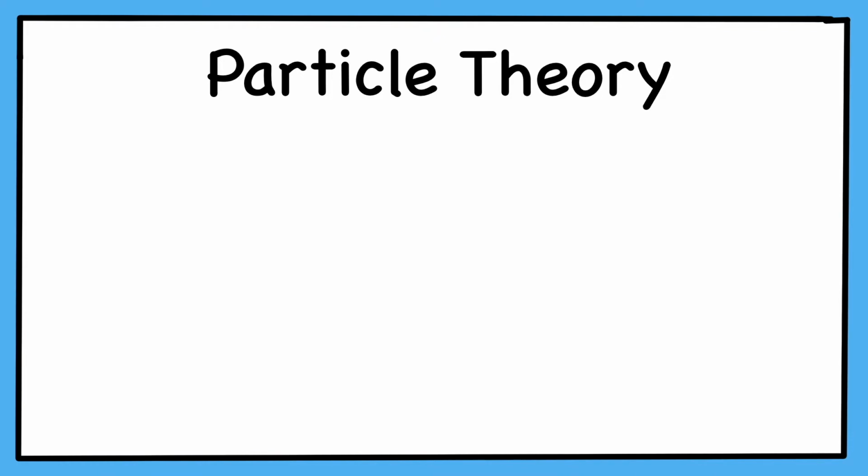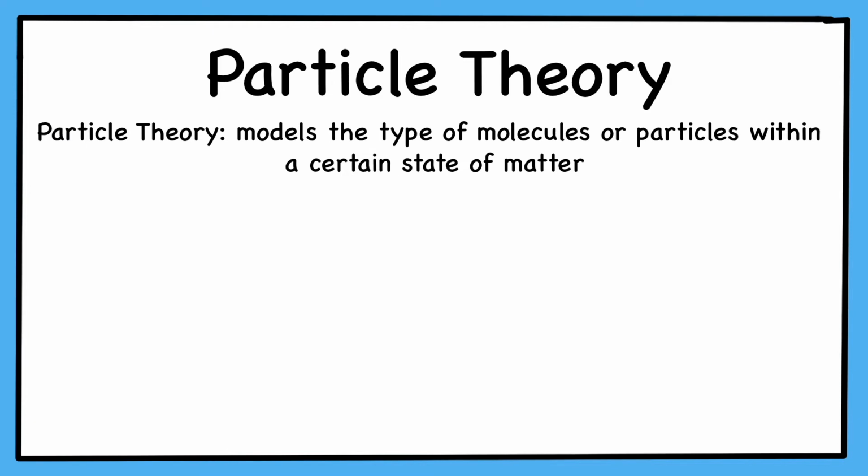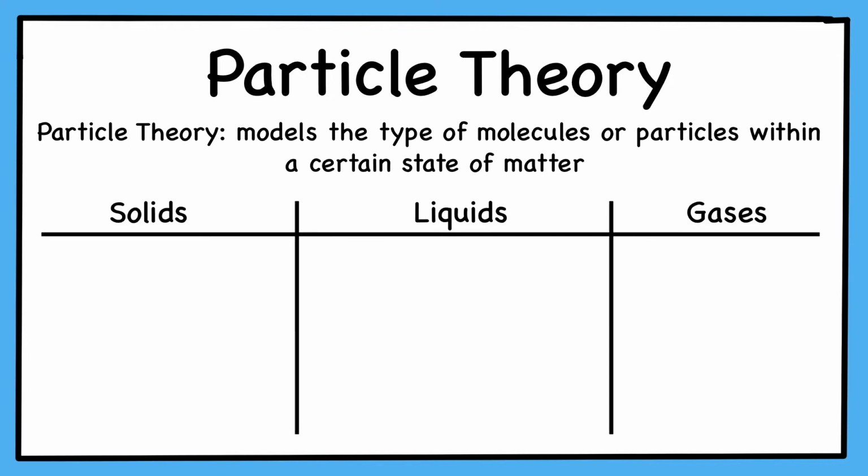Okay, before we get any deeper, let's review the particle theory. The particle theory of matter is the model that describes the arrangement and movements of particles within a substance. This model is used to explain the physical properties of solids, liquids, and gases. As we've discovered in prior videos and classes, solids have a fixed volume and shape because their particles are closely bound together or tightly packed.